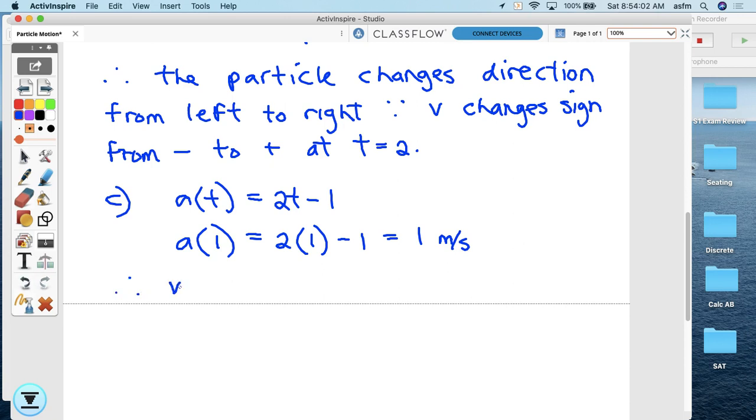Therefore, v is increasing where? At t equals 1. Why? Because the derivative of velocity is positive. Okay? And now we've got part C solved.